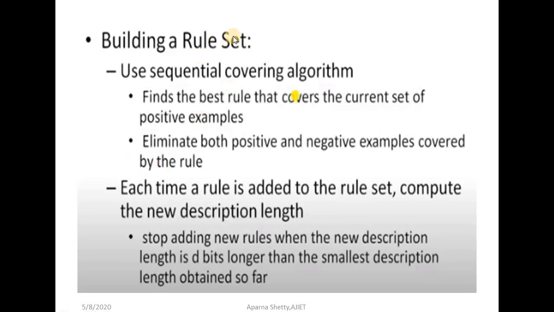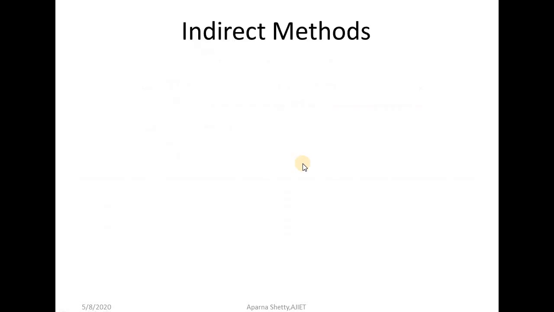Next is building a rule set. To build a rule set, we will use a sequential covering algorithm. Find the best rule that covers the current set of positive examples. Eliminate both positive and negative examples covered by the rule. Each time a rule is added to the rule set, compute the new description length. Stop adding new rules when the new description length is d bits longer than the smallest description length obtained so far. So this is about building a rule set using a sequential covering algorithm.